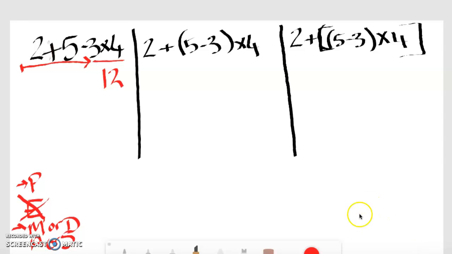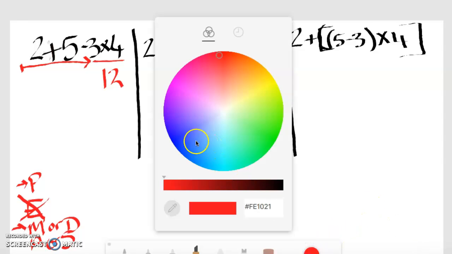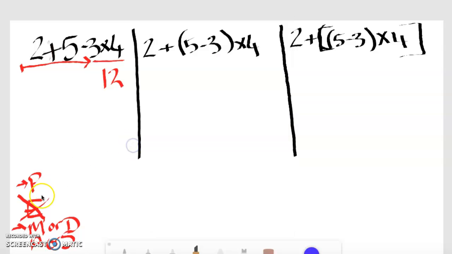And then, let me change my color so you can see, I'm actually going to bring down everything else that I haven't used. So see this little subtraction sign here? That's going to go right here, because I haven't used that yet. I did use the 3, I used the multiply, and I used the 4. I haven't used the 2 plus 5 either, so that's going to come down in the same order. I'm bringing it directly down.